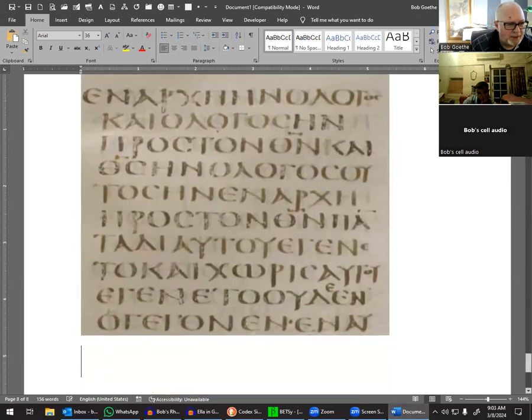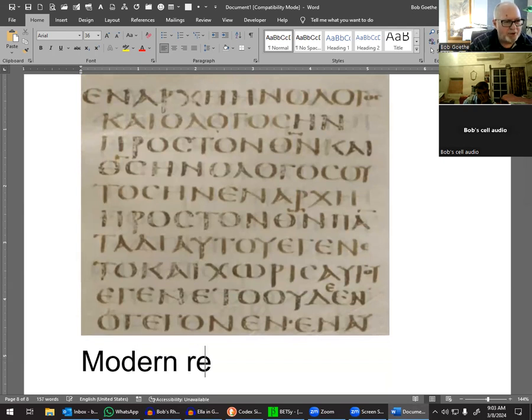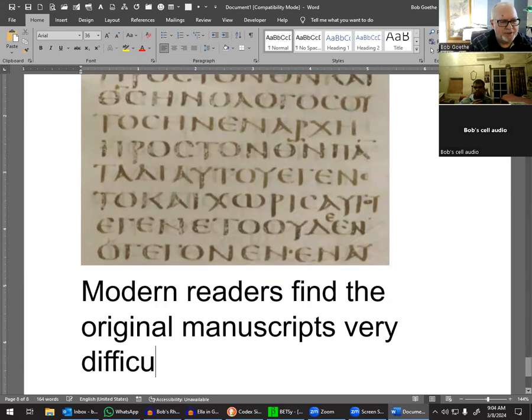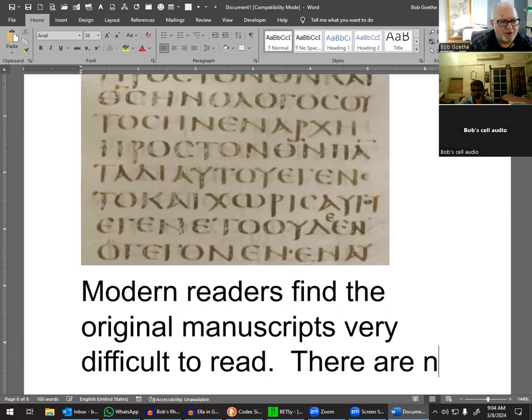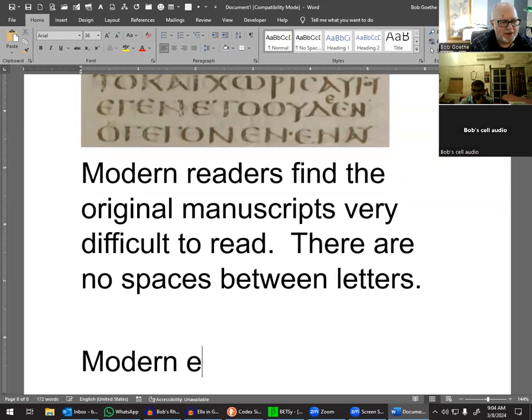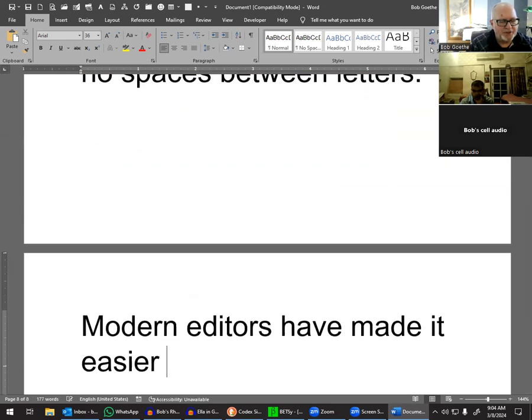Modern readers find the original manuscript very difficult to read. There are no spaces between letters. Modern editors have made it easier to understand.